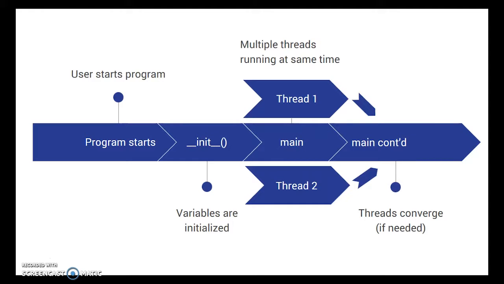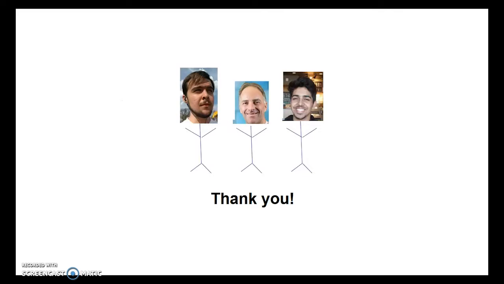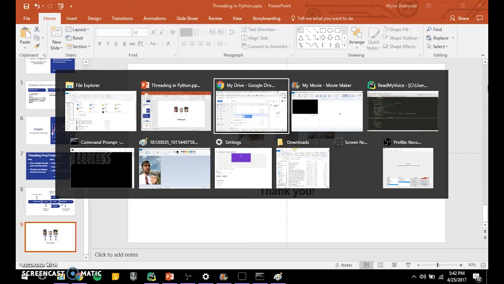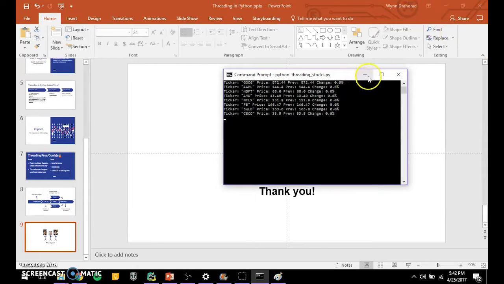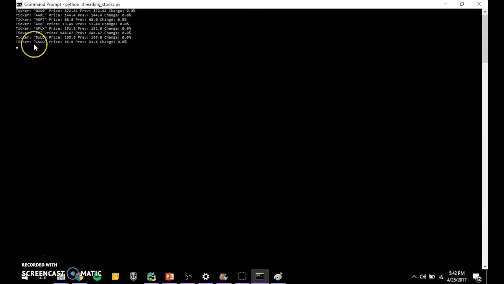And here is a quick example of our program working. Each stock here is updated individually using a different thread. So we have 8 different threads running at once.